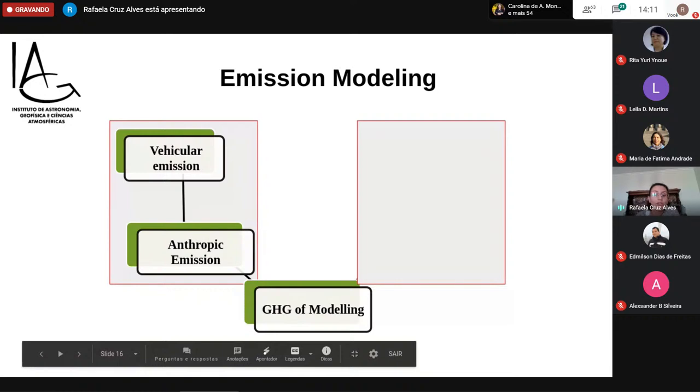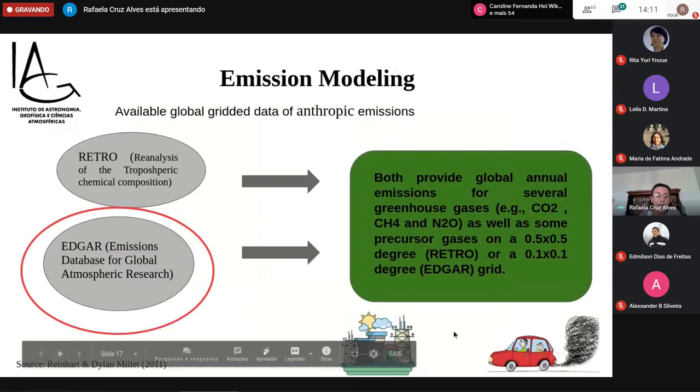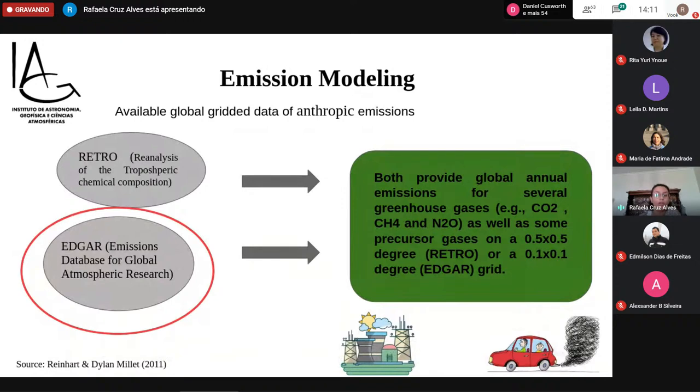Now I'm going to talk about anthropic emissions inventories. EDGAR and RETRO are examples. Both provide global annual emissions for several greenhouse gases, as well as some precursor gases. The RETRO emission inventory contains anthropic and biomass burning emissions for the years 1960 to 2000, at 0.5 degree and multi-temporal resolution.